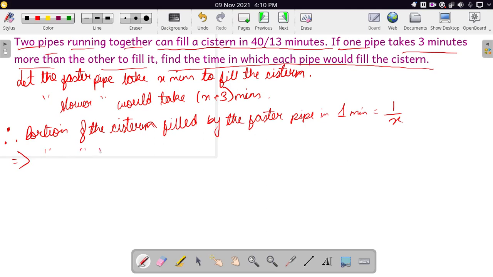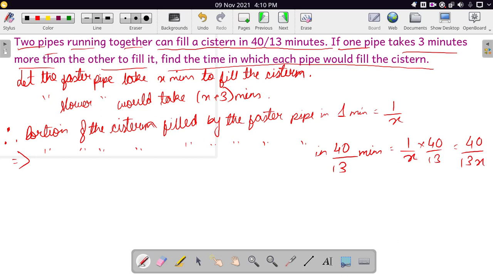Portion of the cistern filled by the faster pipe in 40 by 13 minutes. Why 40 by 13 minutes? Because it's given in the question. So this is equal to 1 by x into 40 by 13. That is 40 by 13 by x, right?